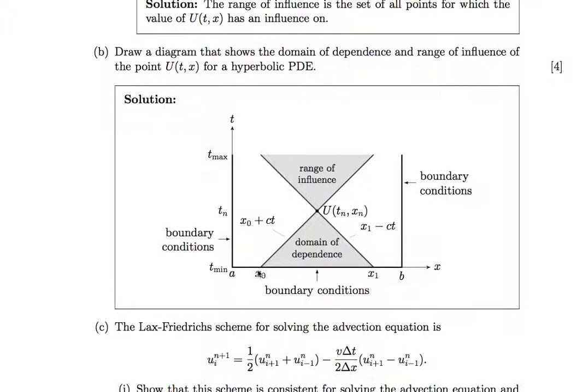Okay. Notice that we have this triangular shape for both the domain of dependence and range of influence. This is because of the maximum advection speed permissible by our equation. So anything outside this area here, and the reason why the point up here wouldn't be in the range of influence is because the fastest possible wave wouldn't have reached that point yet.